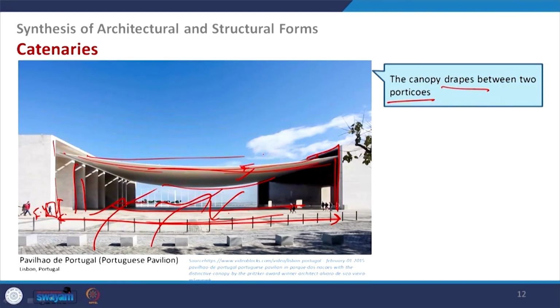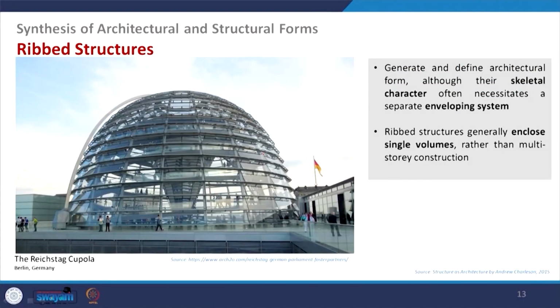Now, from catenaries we move to rib structure. The way I defined it already, it is basically a very visible skeleton. Here you can see, look into the building. Most predominant, even though glass is being used in this, if you see, there is some ring kind of structure supported with some ribs.